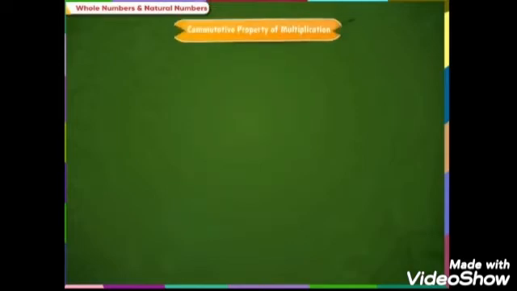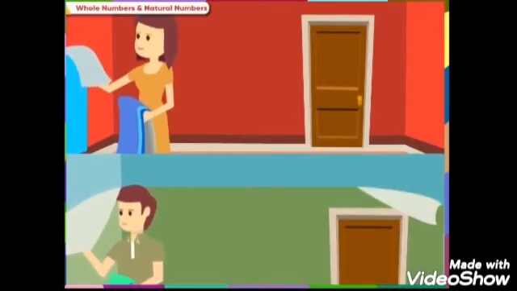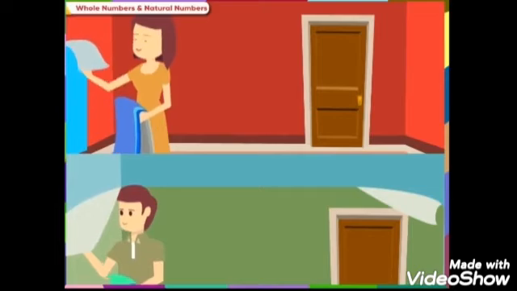Commutative property of multiplication. Prabha has 6 blue wallpaper pieces in each of the 3 walls, and Manoj has put 3 wallpaper pieces in each of the 6 walls of the house. How many wallpaper pieces has each of them put?